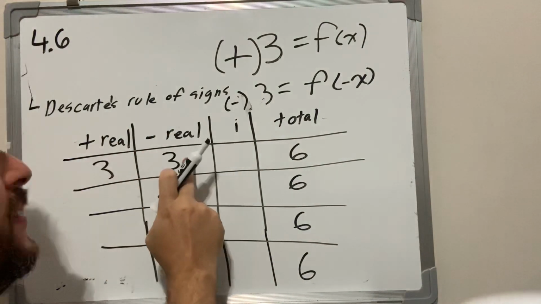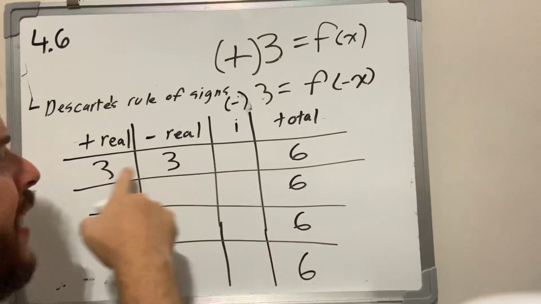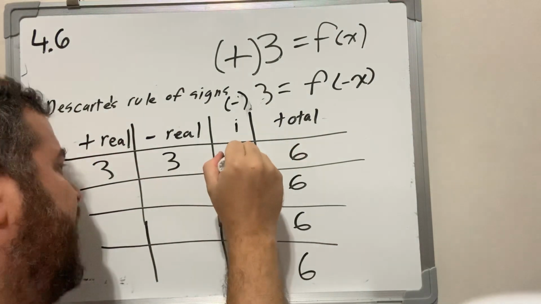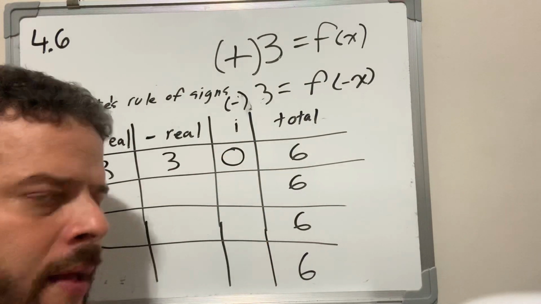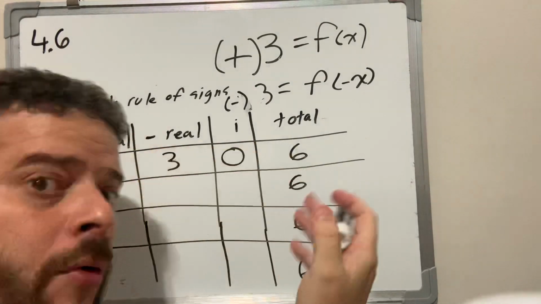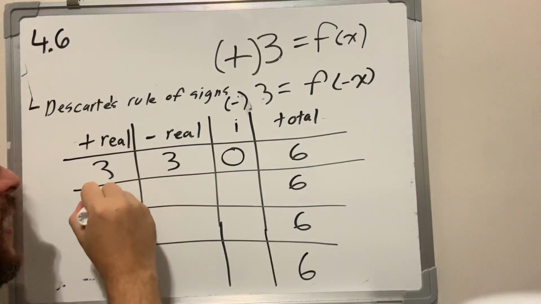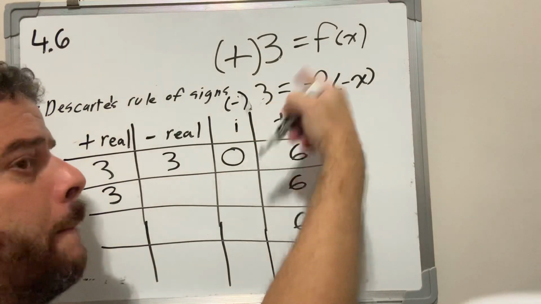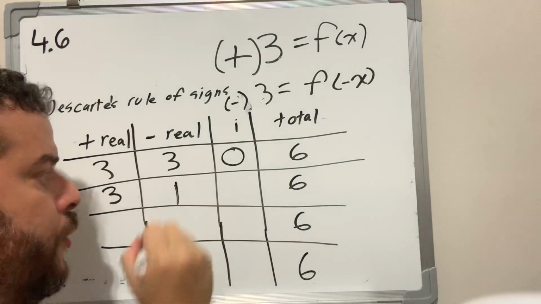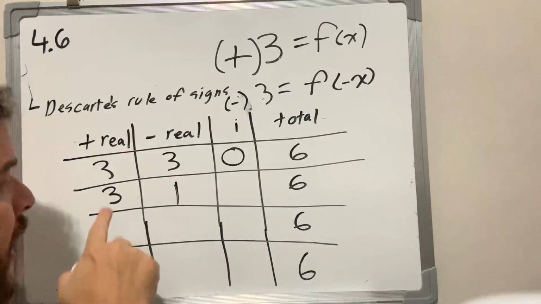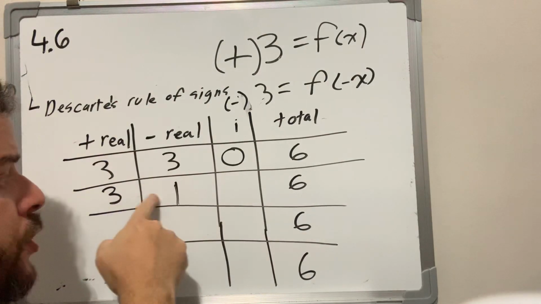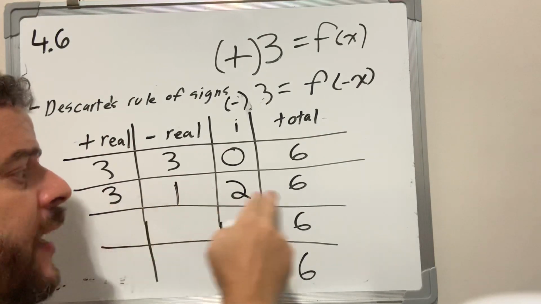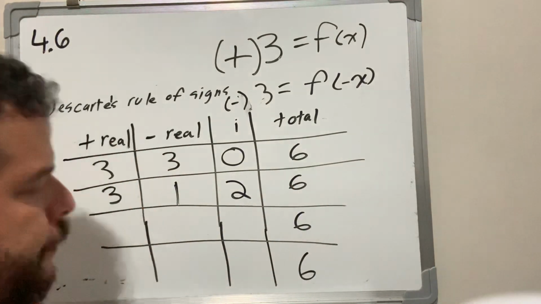I might have 3 positive and 3 negative real. If I have 3 positive and 3 negative and I have a total of 6, that means I cannot have any imaginary solutions. Now let's see if I have different cases. Let's say the second case, I have 3 positive, but 3 minus 2 negative real zeros, or 1 negative real zero. In total, I have 4 real solutions. That means I would have to have 2 imaginary in order to end up with my 6 zeros.